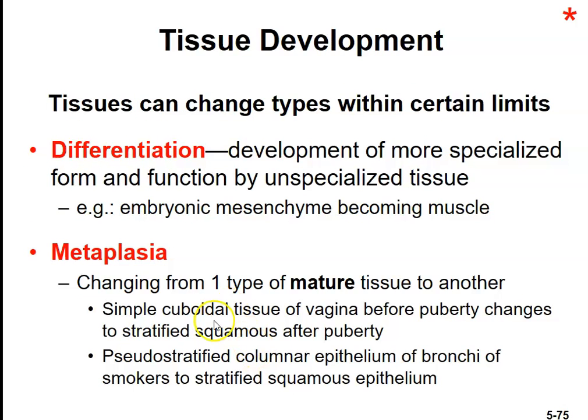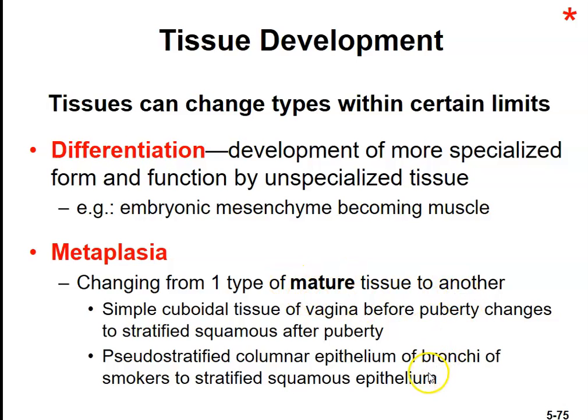Another two types of normal tissue growth are differentiation and metaplasia. Differentiation means development of a more specialized cell from an unspecialized cell. Unspecialized cell means stem cell, which I'm going to talk about in the next slide. Metaplasia is different from differentiation. Metaplasia means the change of a cell from one already mature tissue type into another tissue type.